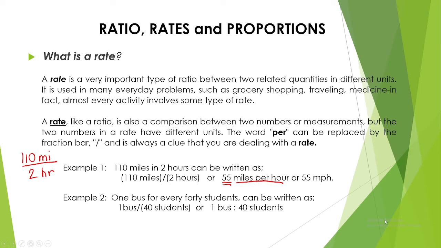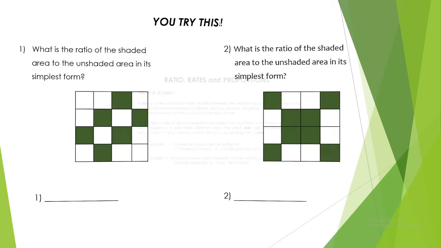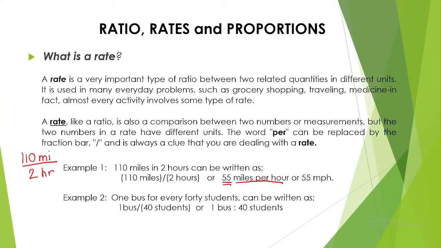So, take note, in our ratio earlier, do we have units here? We don't have. It's purely a number over a number. But in terms of rate, there is now a unit. Okay? That is the difference between them. Now, let's continue.